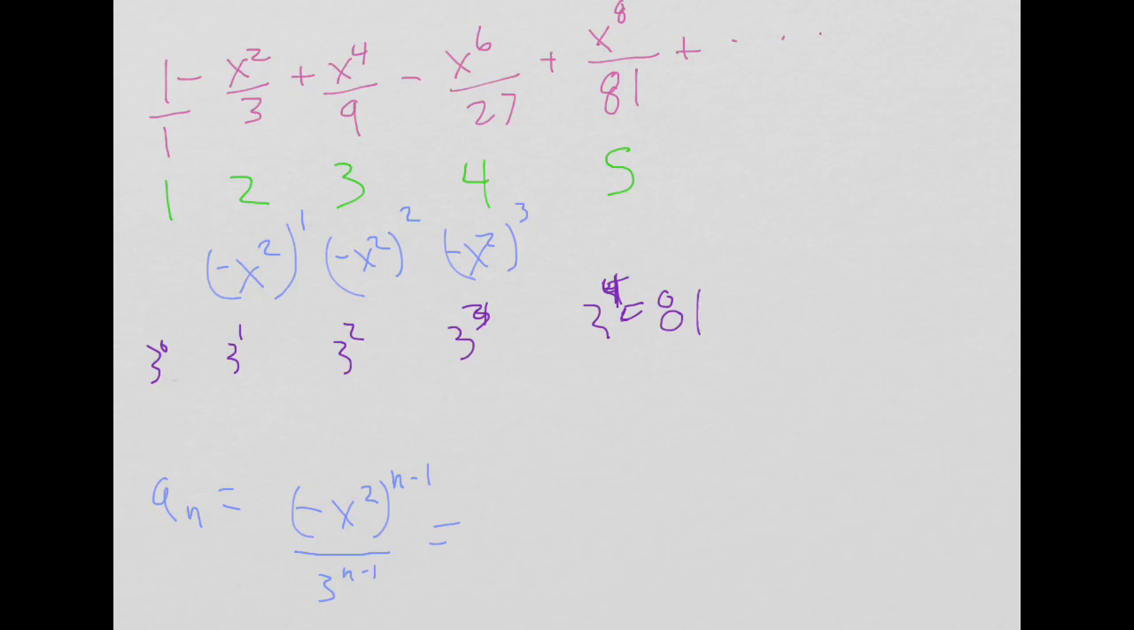And we've seen this already. We can rewrite this as negative x squared over 3 all to the power of n minus 1. So our constant ratio r is that whole expression, negative x squared over 3. Kind of crazy.